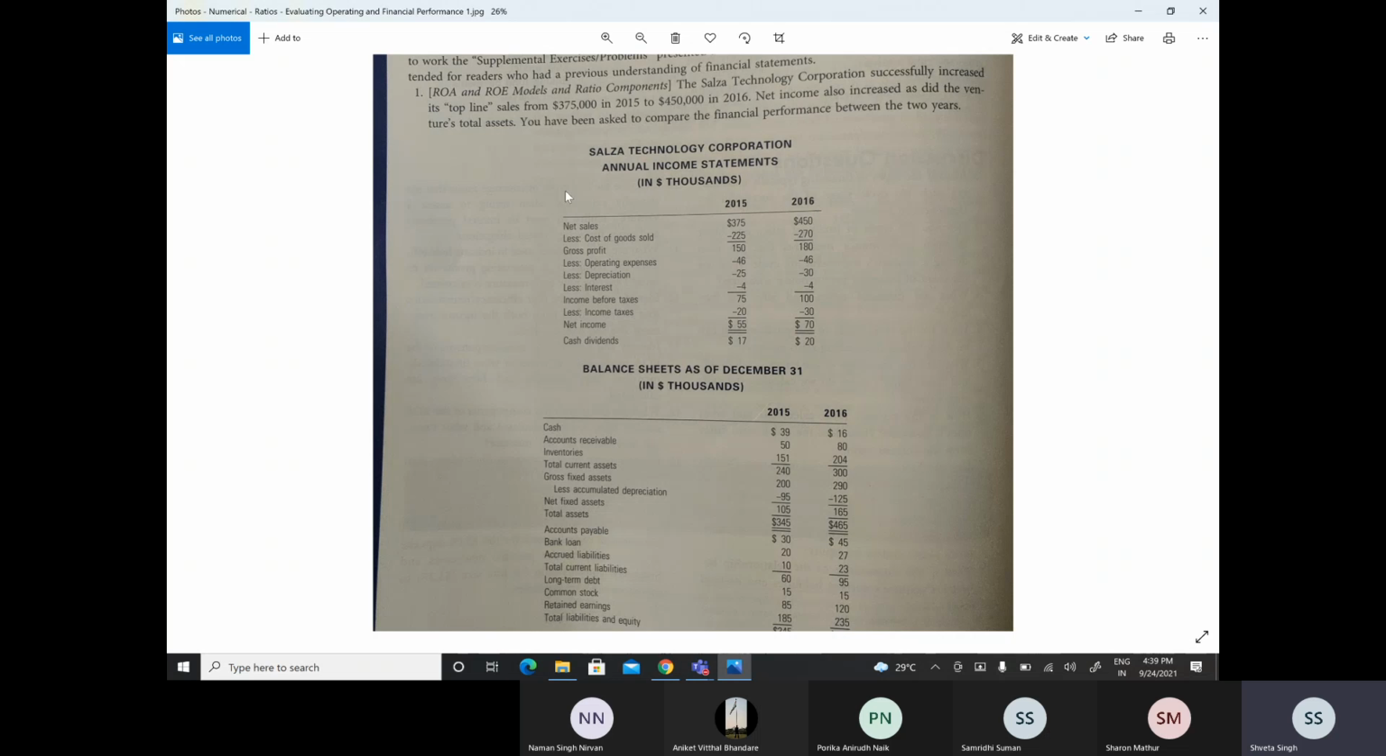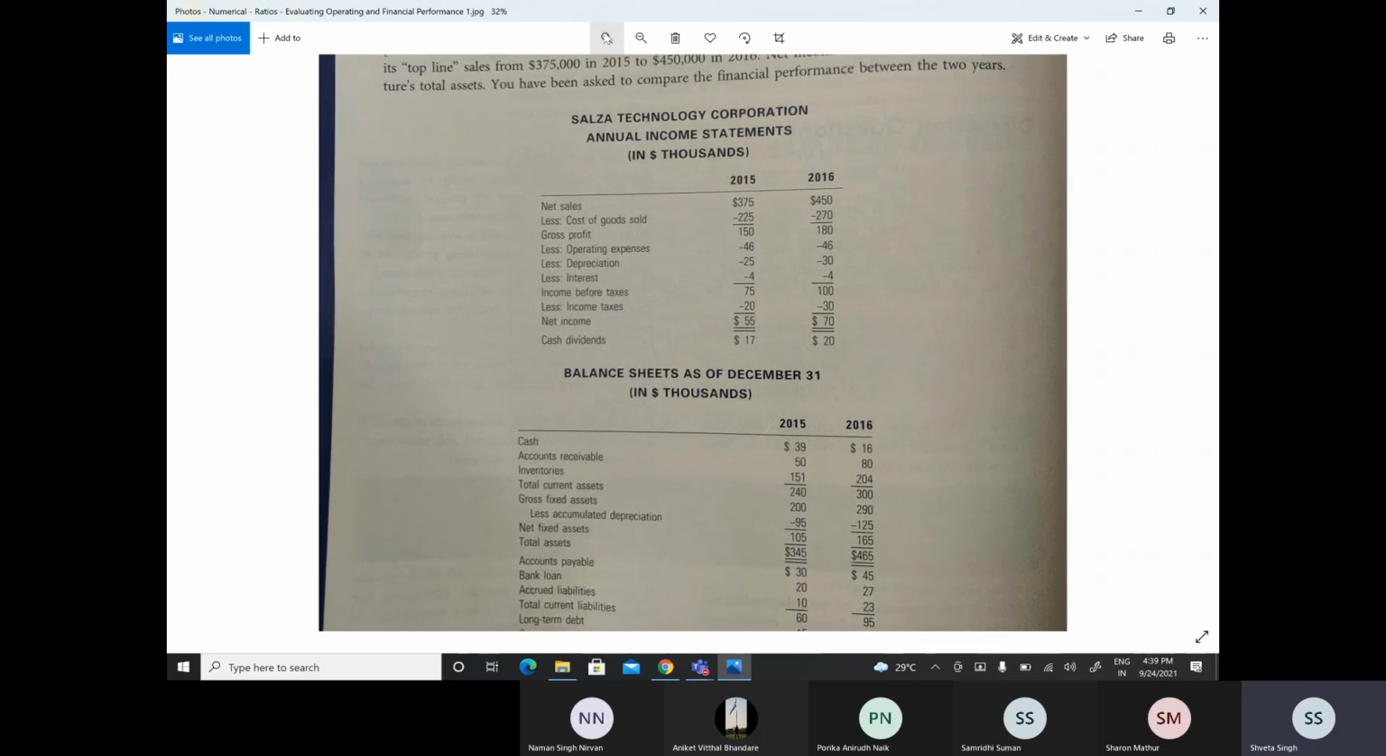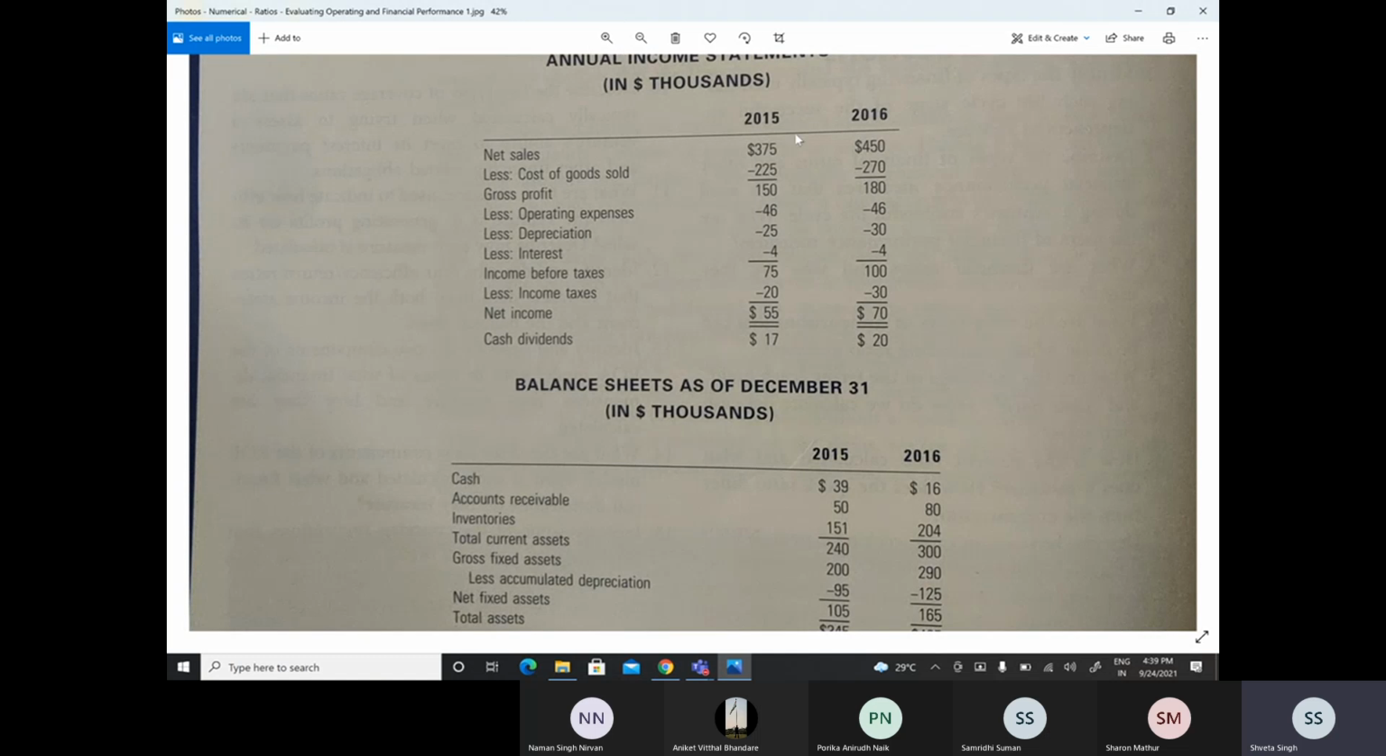So as you can see, the net sales have been 375,000 in 2015, less COGS, which gave us the gross profit of 150,000, less operating expenses of 46,000, less depreciation of 25,000, less interest of 4,000, which gave us an income before taxes of 75,000, less taxes worth 20,000, which gave us a net income of 55,000. And the company also declared cash dividends of $17 in that particular year.